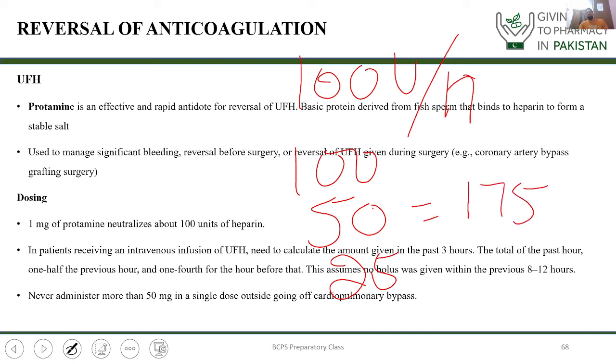So we know that 1 milligram of protamine neutralizes 100 units of heparin. So in the last 3 hours we calculate the units as 100% in the last hour, 50% of the previous hour, and one fourth of the hour before that. So we add all these and then calculate how many milligrams of protamine are needed to neutralize 175 units of unfractionated heparin.